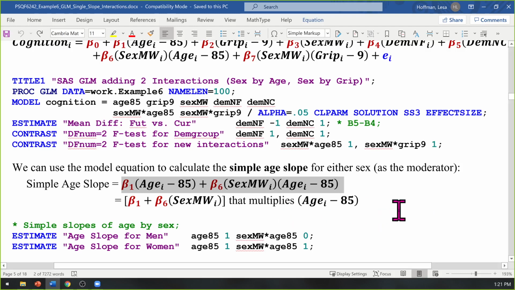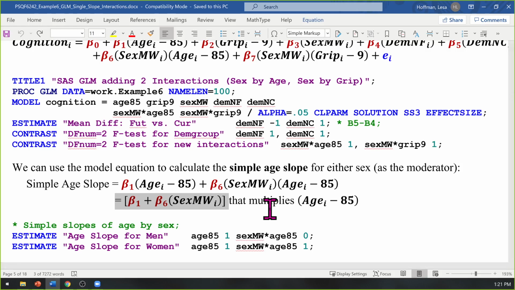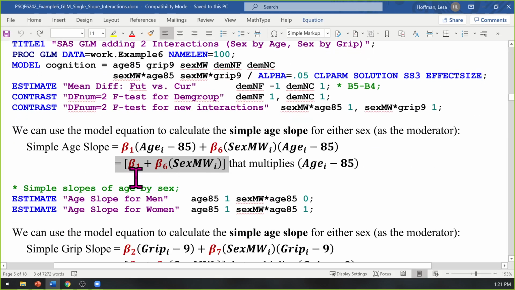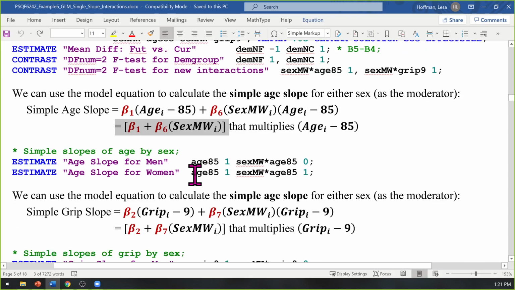So after we identify all of the terms that have the slope that you're trying to get an estimate for, you factor out the common part, that's age, and it goes behind. The term that's in brackets right here is the linear combination that gives you the ingredients for how the model tells you what the age slope would be for any person. Those 2 contributions are all that are required to write an estimate statement.